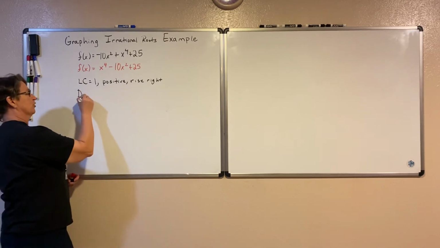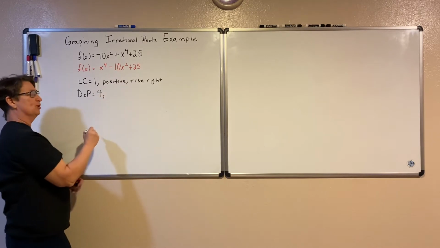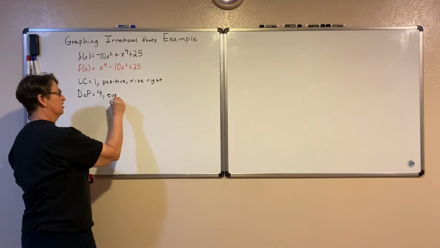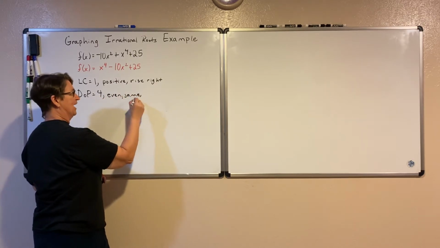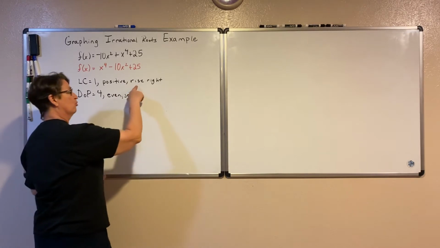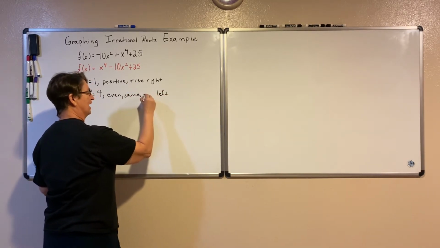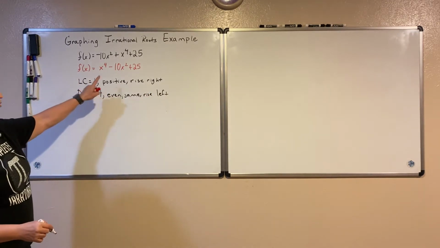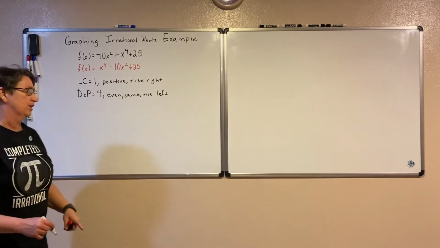Then we look at the degree of the polynomial, which we said was a fourth degree polynomial. What we care about that for is that it is even. When our degree is even, we have same end behavior. So since it was rising on the right, it also will rise on the left. So the leading coefficient tells me what it's doing on the right, and the degree of the polynomial tells me what's happening on the left.